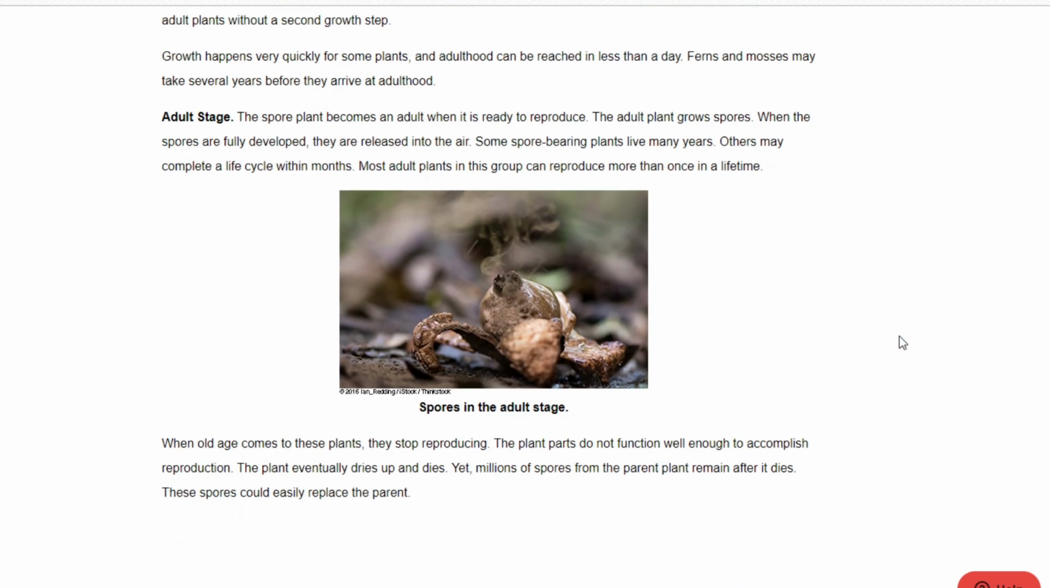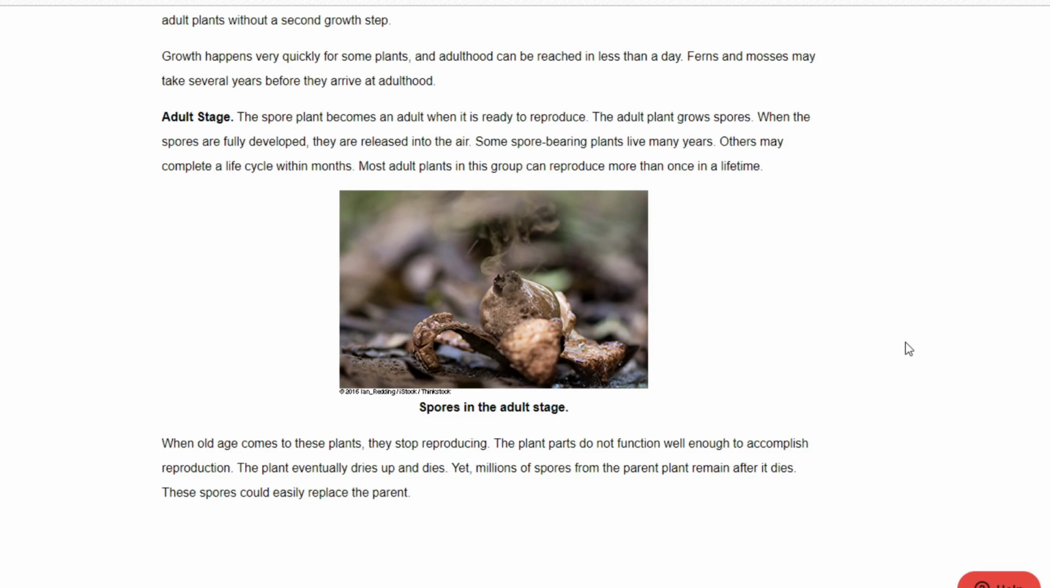All right, so the adult stage: the spore plant becomes an adult when it is ready to reproduce. The adult plant grows spores. When the spores are fully developed, they are released into the air. Some spore-bearing plants live for many years. Others may complete a life cycle within months. Most adult plants in this group can reproduce more than once in a lifetime. So basically, some of them live many years, and others will go through their entire life cycle and die within a few months. So it all depends on the type of plant. But most of them can reproduce more than just one time in a lifetime.